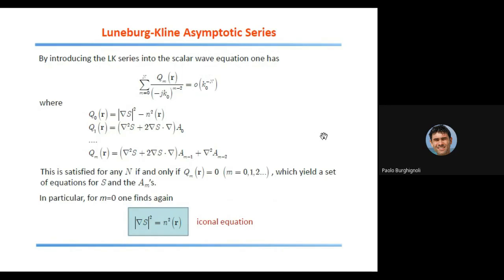And this in turn yields a set of equations which involve both the eikonal S and all the coefficients in the asymptotic development A sub m. If you look at the lowest order relation, the one that involves Q0, for example, you can see that in this relation you have only the eikonal, so no other quantities involved. And in particular, if you equate to 0 Q0, you again obtain the eikonal equation. Okay, so this is a third way of deriving the eikonal equation.